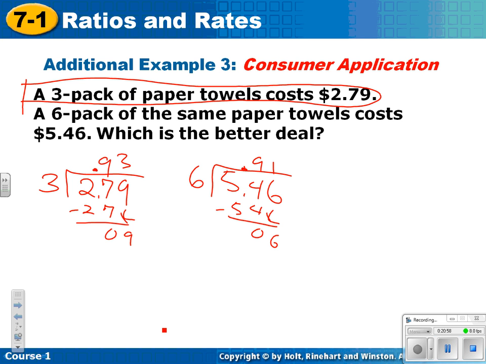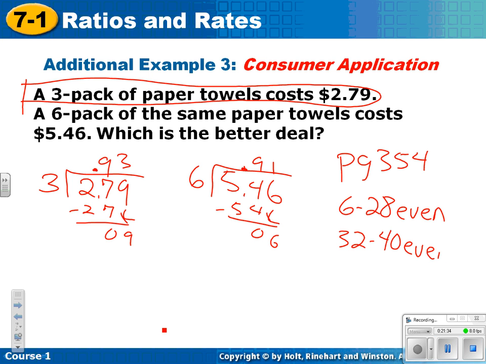Don't forget, unit rate is the total cost divided by the number of units that you have. You might want to write that down on the top of your assignment so that you don't forget how to do it. Your assignment, by the way, is page 354, 6 to 28 even, and then page 32 to 40 even. Okay?